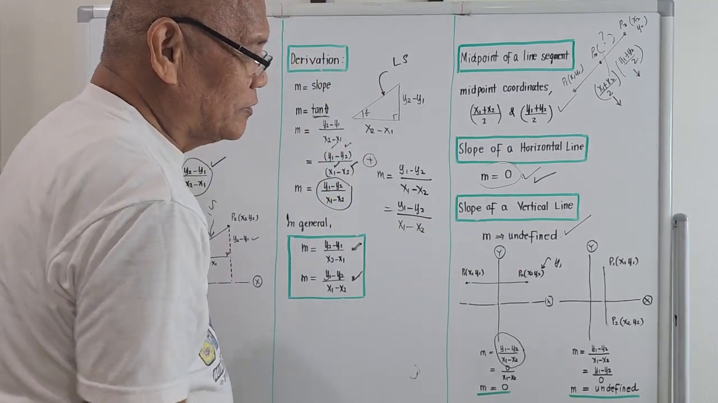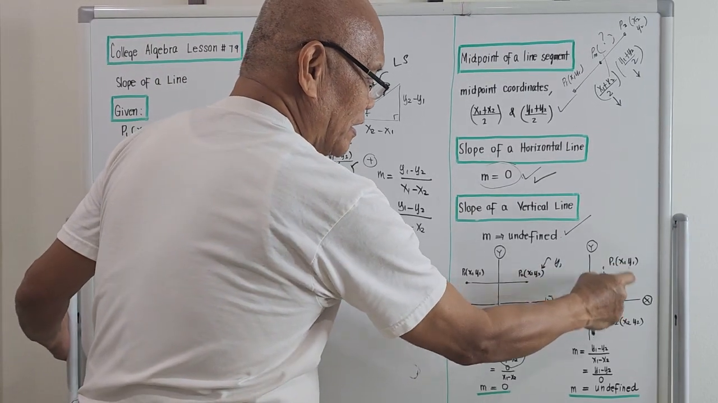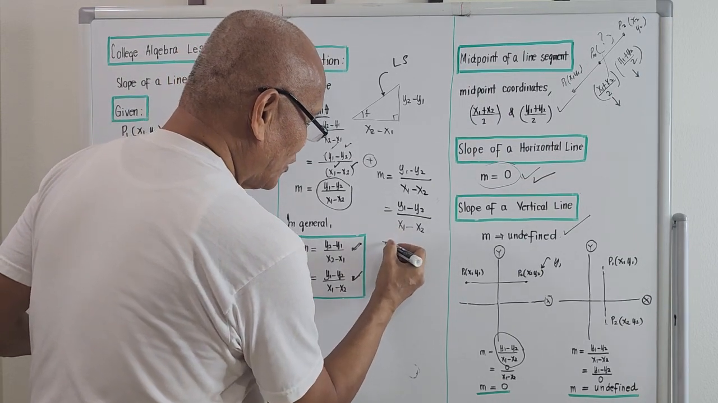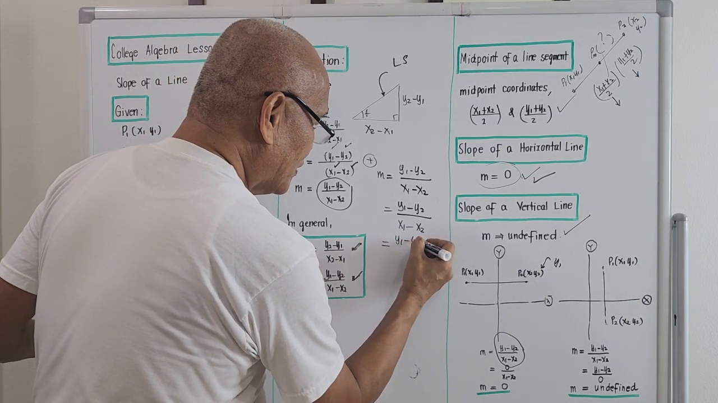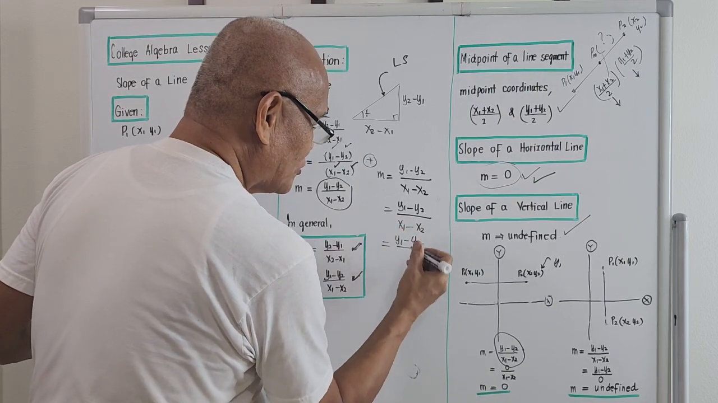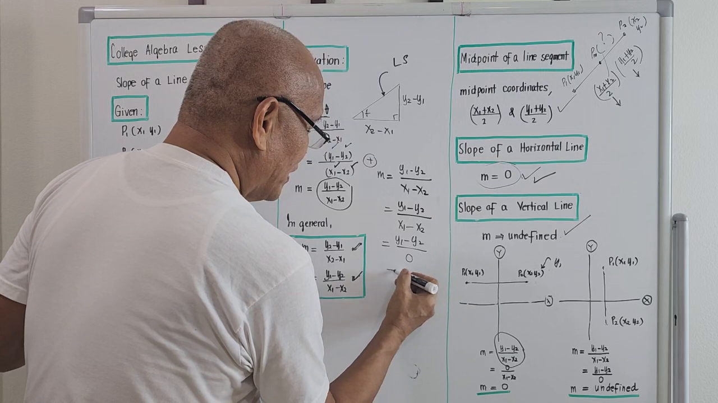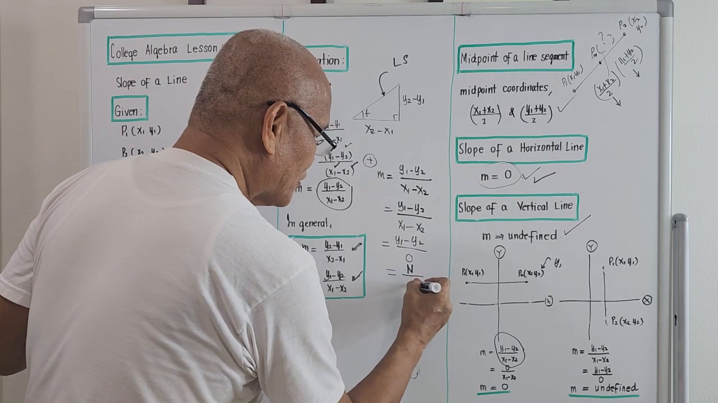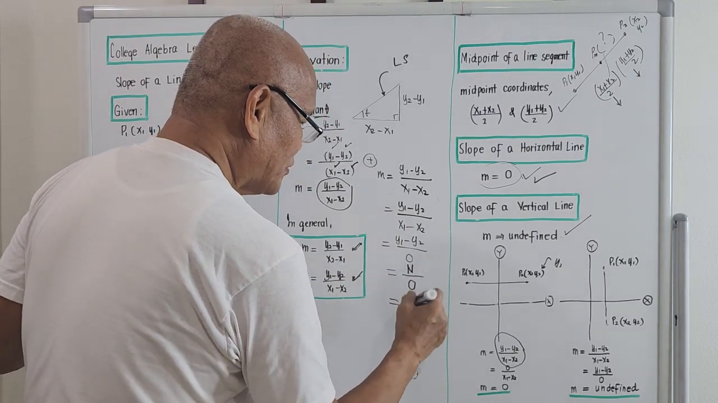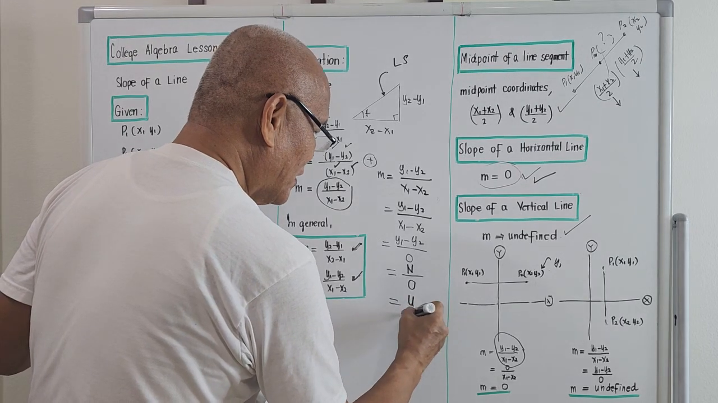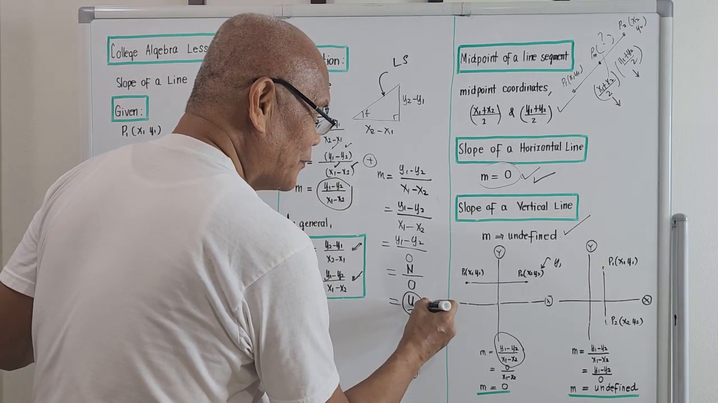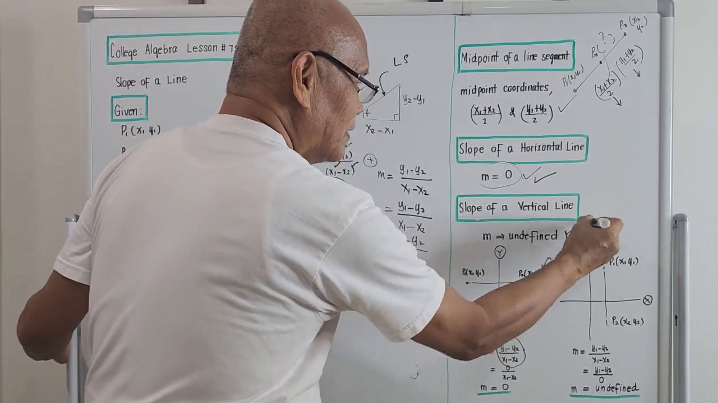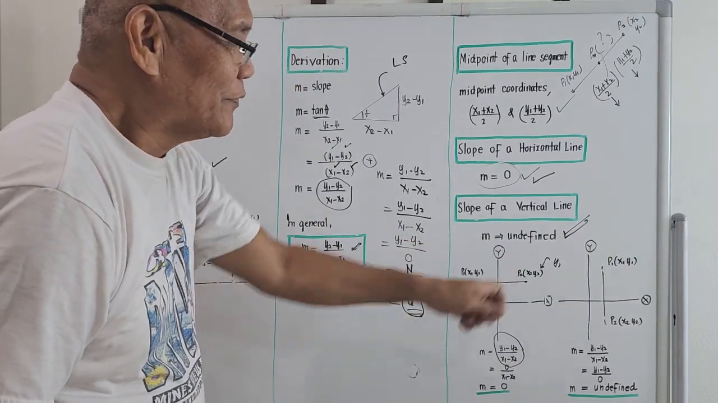If you try to look at it, the value of x1 and the value of x2 are actually the same. So if we take the difference of this, it will be equal to 0, and the difference y1 minus y sub 2 will still be a number divided by 0. And a number divided by 0 is actually undefined. It will not exist. So for a vertical line, the slope is actually undefined. Okay, that's the proof.